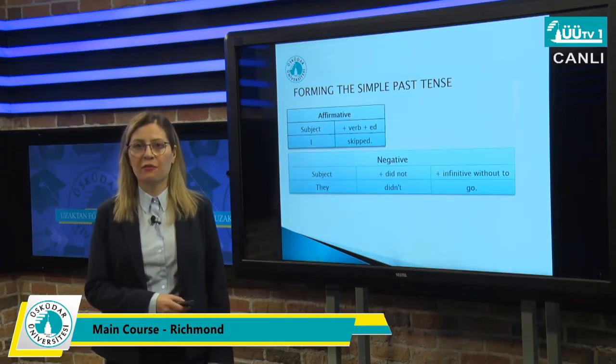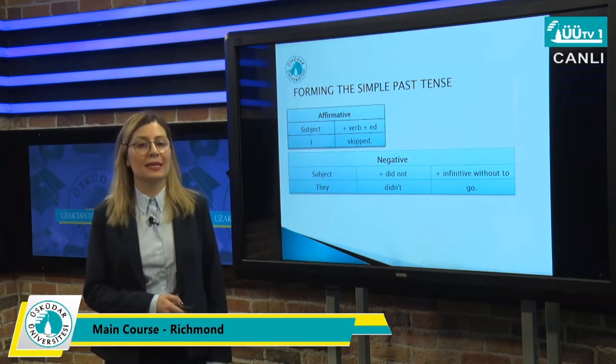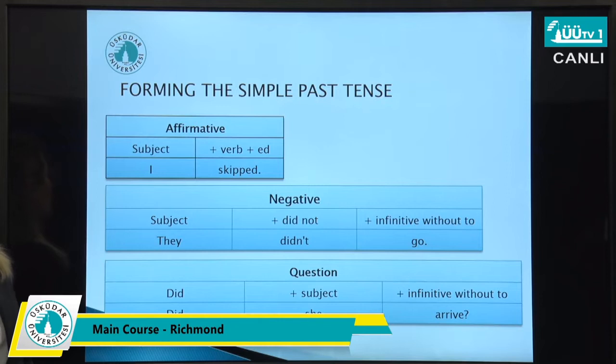What about the negative form? We have subject plus did not plus infinitive without to. Let's go for one example: They didn't go. The last one is the question form: Did plus subject plus infinitive without to. Let's go for one example: Did she arrive?